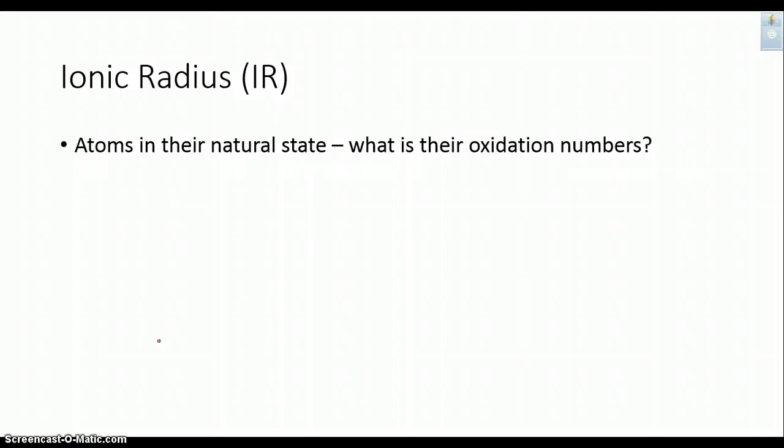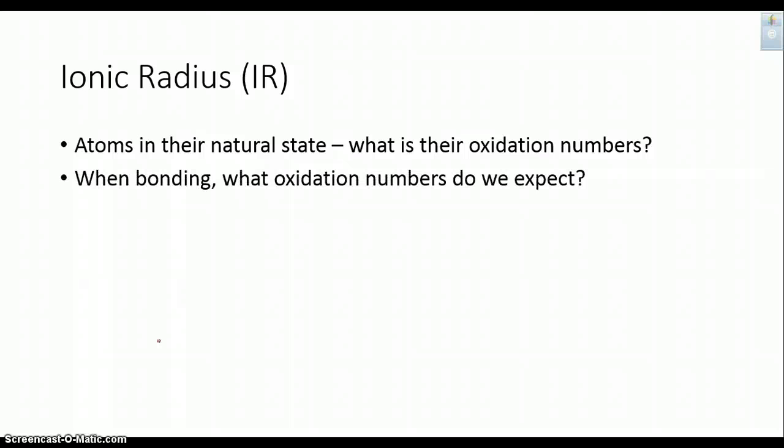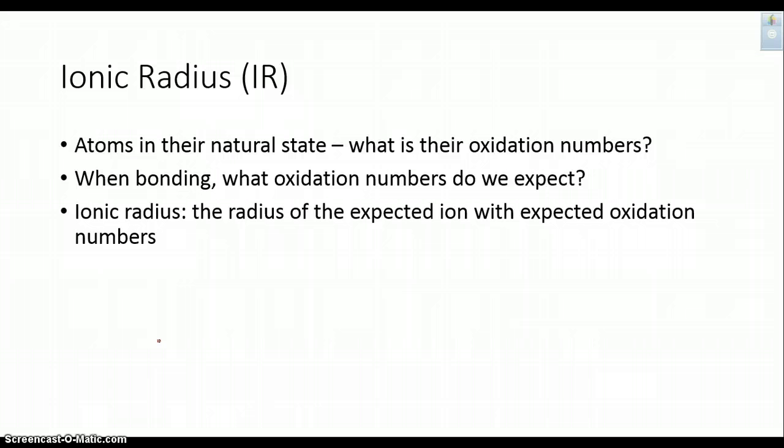So we should know that atoms in the natural state should have an oxidation number of 0, right? As they're all natural and neutral. When it's bonding, though, we should expect to know also what oxidation numbers they have. So, for example, oxygen will always have a -2, chlorine will always be a -1, helium will be 0 because it's always a noble gas and won't bond.